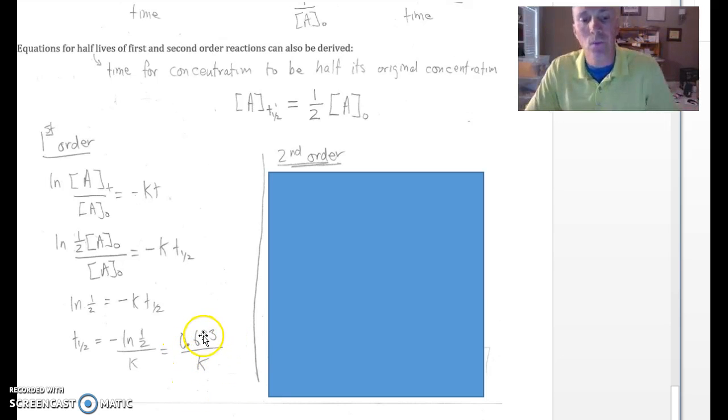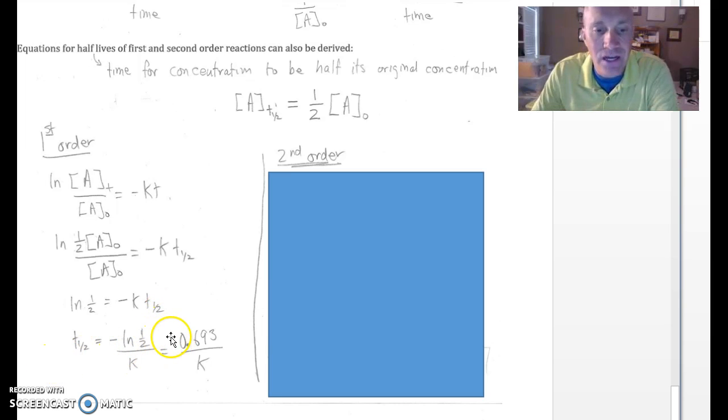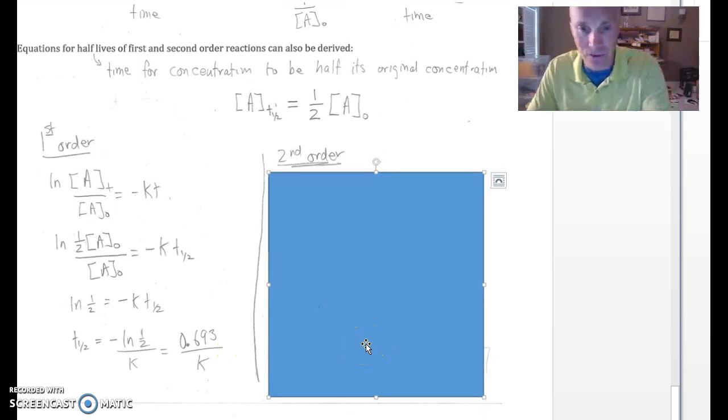One thing I want to point out is that for a first order reaction, the amount of time that it takes for the concentration to get cut in half is going to be the same regardless of whatever the original concentration is. So if you've got a really concentrated reaction, it'll take the same amount of time for that concentration to get cut in half as if you have a dilute reaction. The reason is that this expression does not contain anything having to do with the original concentration. Let's contrast that with the second order.